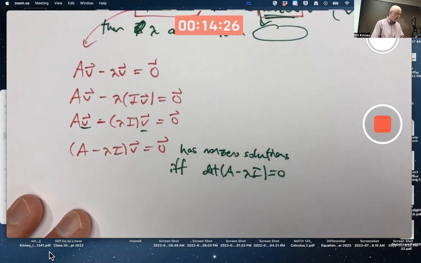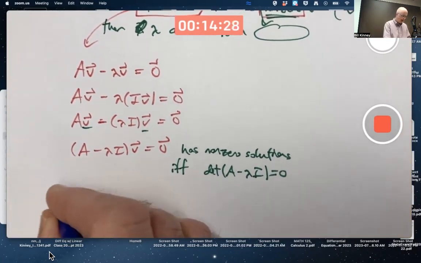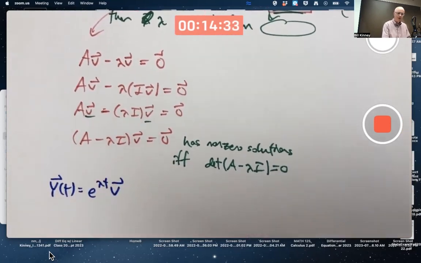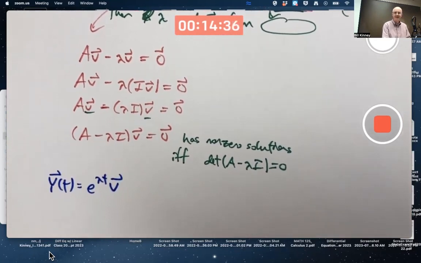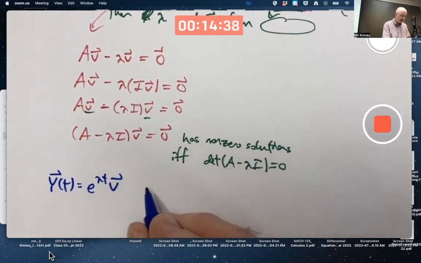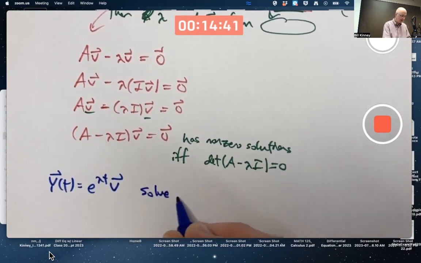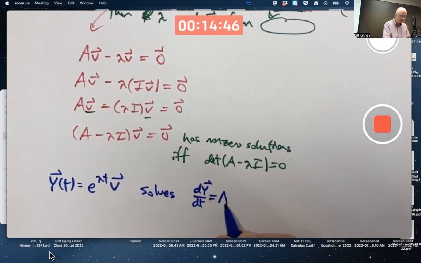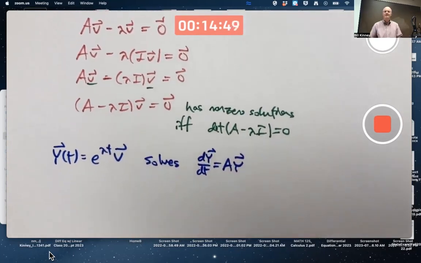I also asked you to think about why this function, y of t equals e to the lambda t times v, where lambda, v is an eigenvalue-eigenvector pair for A, solves the differential equation dy/dt equals A times y. I'm not even saying what A, lambda, and v are. You should be able to verify this in the abstract. Certainly in the reading, I'm pretty sure I did in the lectures, but I'm not positive. How do you do it?